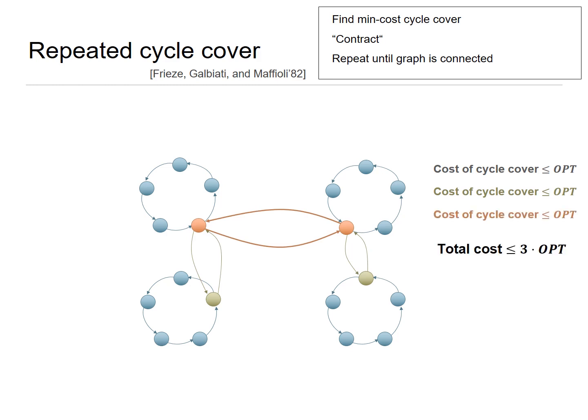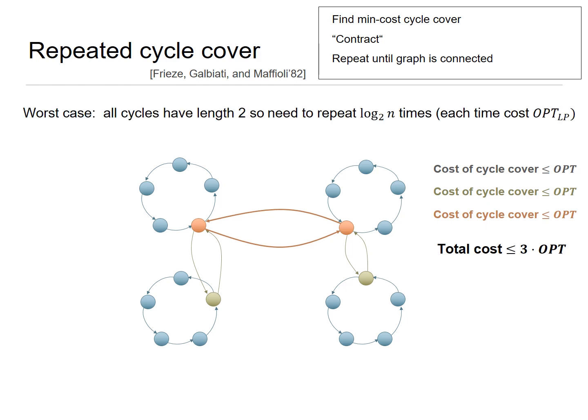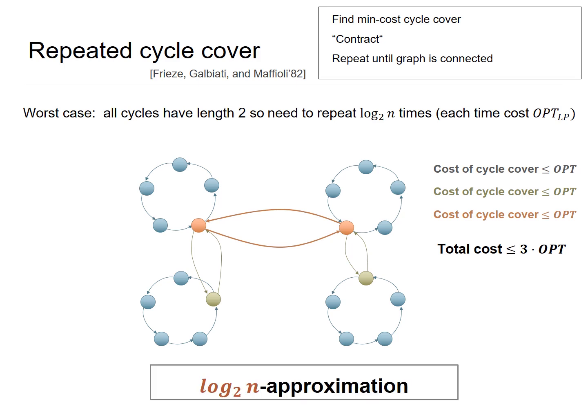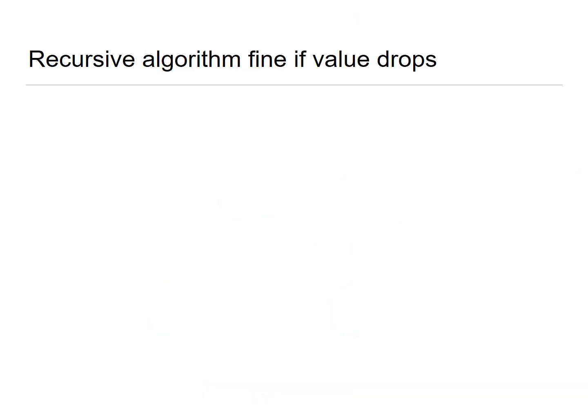Okay, the worst case is that all the cycles have length 2, so we'll need to repeat this log n times, because the number of vertices decreases by a factor of 2 each time. Okay, so this is a log n approximation. However, it's really pessimistic. Like, what if the value just dropped when we recurse on this smaller instance? So we do make some progress after all, right?